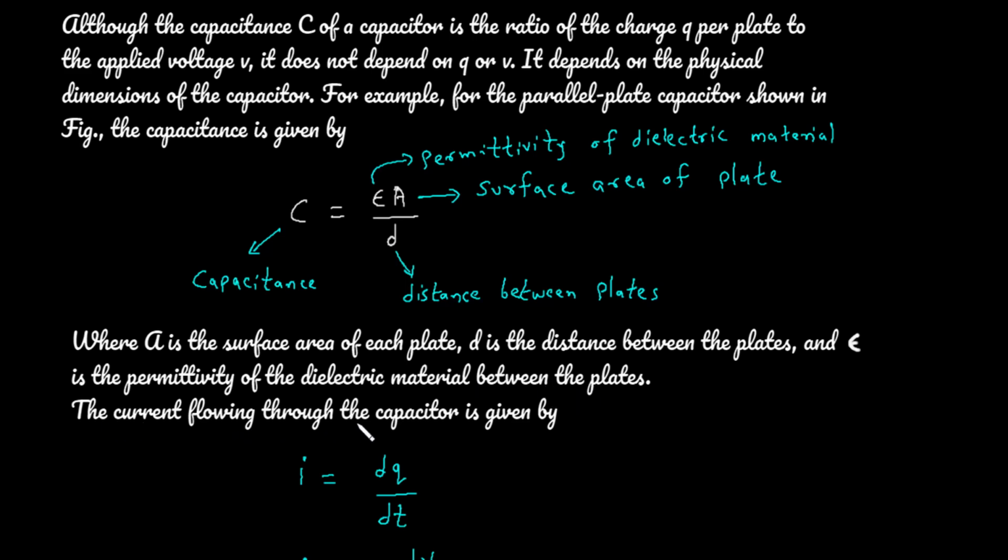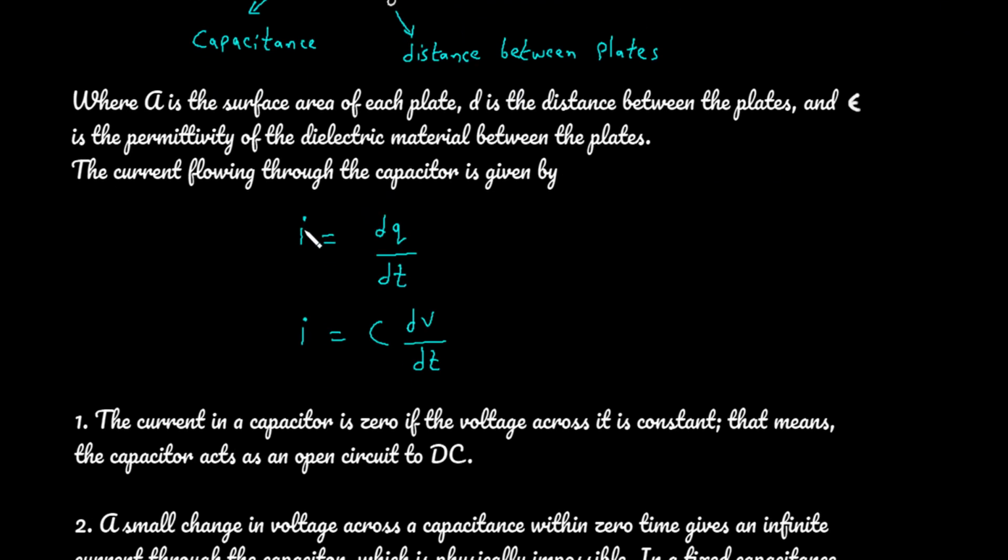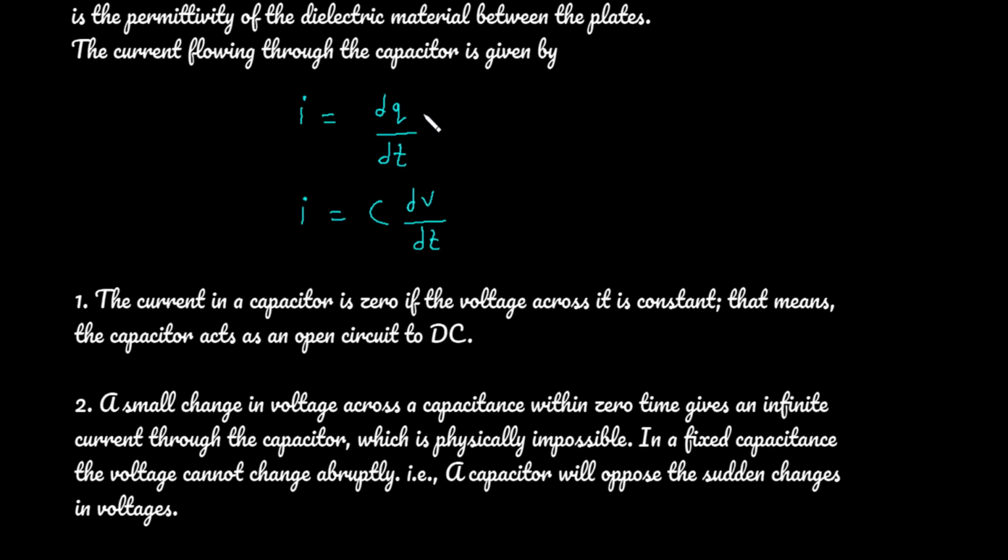The current flowing through the capacitor is given by I is equal to dq by dt, where q represents charge and d by dt represents change with respect to time. So this is the change in charge with respect to time. Again, we can rewrite this as I is equal to C dV by dt, because we can replace the charge by C into V, and here C is constant.